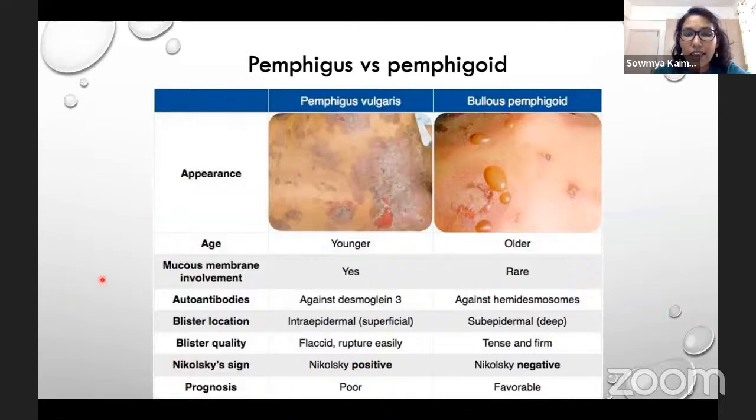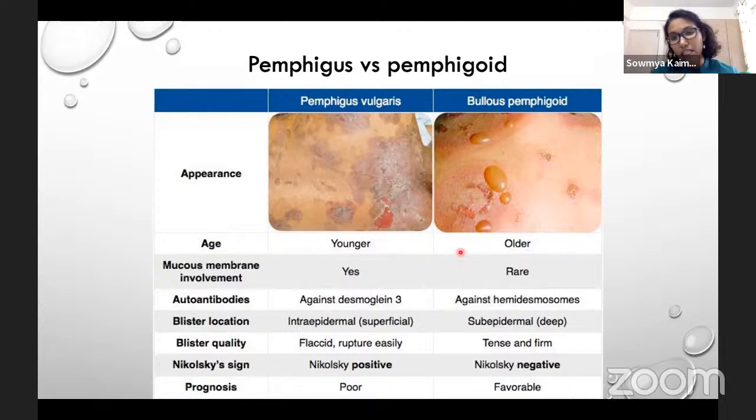Now, just to understand a little bit about pemphigus versus pemphigoid, because this is another thing that you need to know clinically as well as for your exams. So in general, you need to remember that the pemphigus group of diseases are intraepidermal blistering diseases, whereas the pemphigoid group of diseases are subepidermal blistering diseases. And that automatically derives from the pathogenesis. So because you have anti-desmoglein antibodies in pemphigus, it tends to be an intraepidermal disease. And because you have anti-hemidesmosomal antibodies in bullous pemphigoid, it tends to be subepidermal.